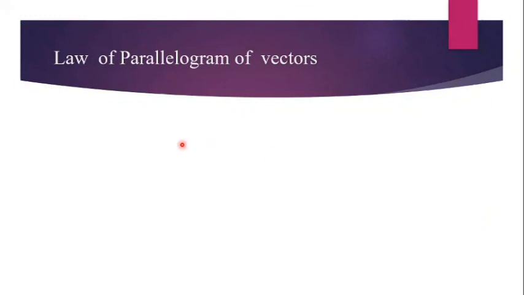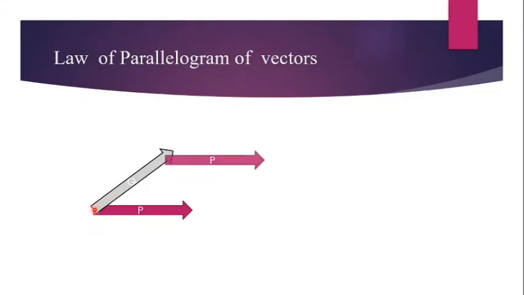Law of parallelogram of vectors. If the vectors are in different directions, then their addition can be performed by using the law of parallelogram of vectors also. Consider the vector P and another vector Q. Their directions are different. But here we can make adjustments such that they originate from a common point. Their origin is common here. Then we can complete the parallelogram like this.